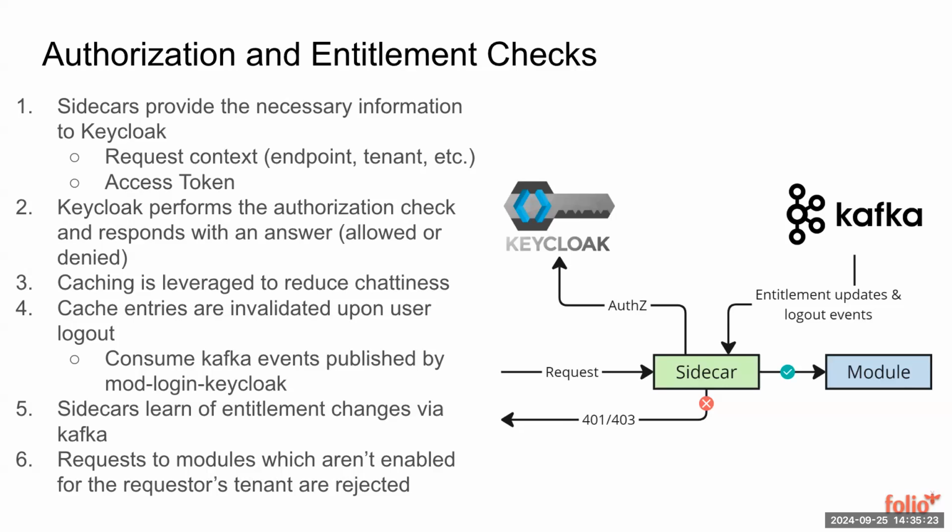There's also some caching happening here to reduce the chattiness between the sidecars and Keycloak, because this happens on every single API call. Caching is important here. To make sure we're not authorizing calls based on cache entries after a user is logged out, we again rely on Kafka to inform the sidecars of logout events. When a user logs out, a message is sent to Kafka, and the sidecars consume that and invalidate these entries in their cache. Next.